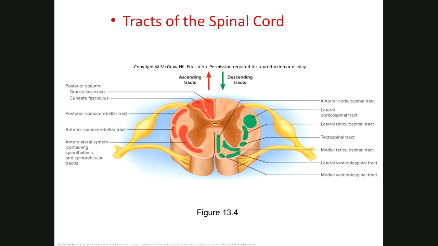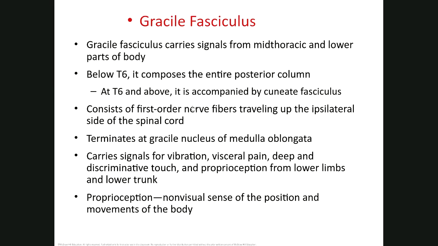Let's separate the cuneate from the gracile fasciculus. The gracile, which is the more medial, picks up signals from the mid-thoracic and lower parts, specifically below, not right at T6, but below T6, right? It will pick up signals for vibration, visceral pain, deep and discriminative touch, receptors for your position. In whatever position you are, there are receptors that tell the brain how the body is aligned or positioned or how the body is standing. Now, those are going to be picked up by the gracile fasciculus.